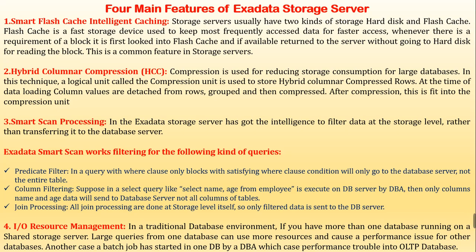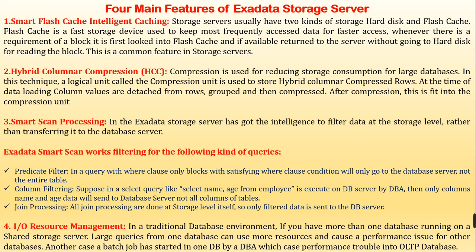Flash cache, intelligent caching. A storage server usually has two kinds of storage: hard disk and flash cache. Flash cache is a fast storage device used to keep the most frequently accessed data for faster access. Whenever a block is required, it is first looked up in flash cache. If available, it is returned to the server without going to hard disk for reading the block. This is a common feature in the storage server.